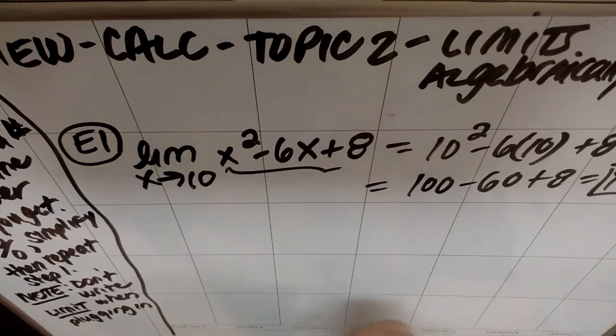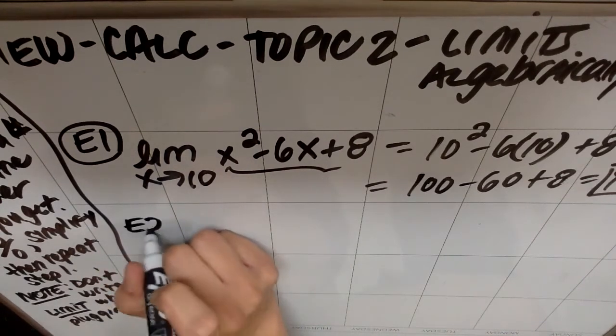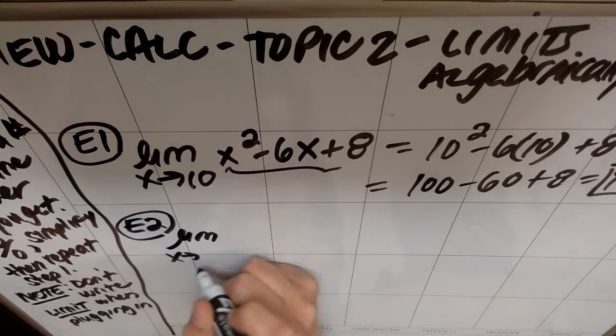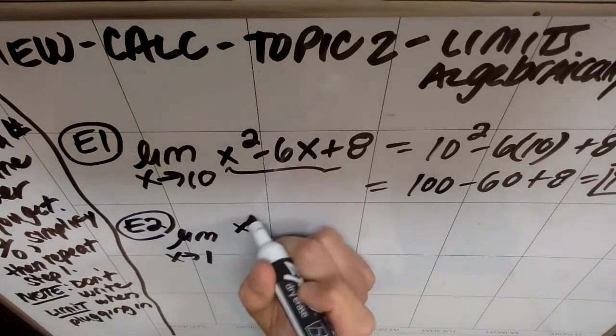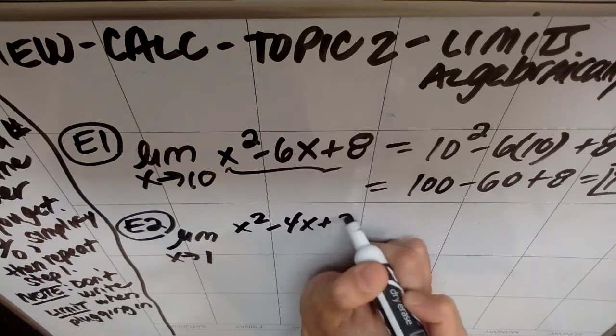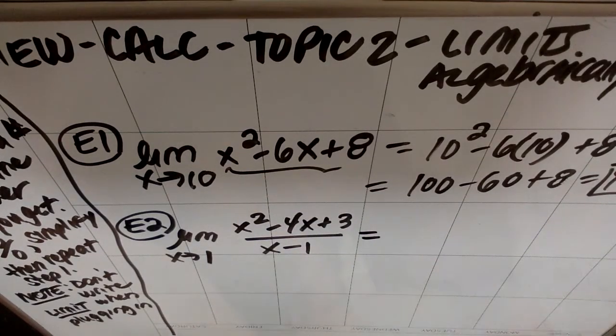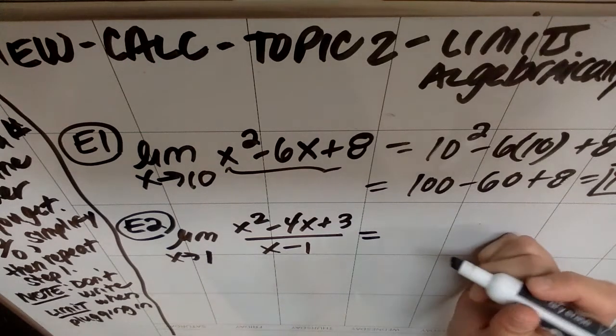Now, in example 2, we're going to try that, but things are going to go wrong. So, in example 2, I have the limit as x approaches 1 of x squared minus 4x plus 3 over x minus 1. So the first thing you should do is try plugging in. Now, sometimes you're plugging in your head, to be honest. Sometimes you plug in your head, realize it's not going to work, like you're going to get a 0, and then you just say, cool, I guess I have to do something else.